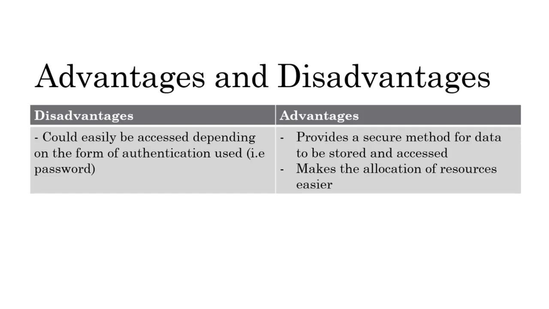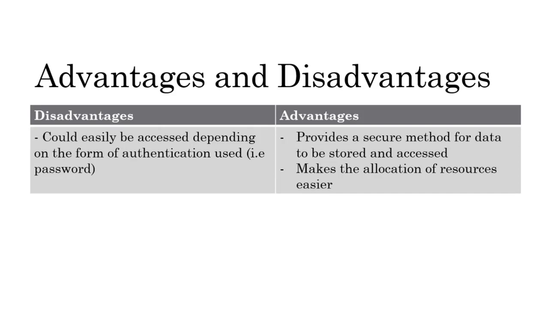Advantages and disadvantages. So advantages: it provides a secure method for data to be stored and accessed, and it makes the allocation of resources easier. For example, you can share resources to different people within a network more easily or more directly, instead of putting it on one base and everyone having access to it.